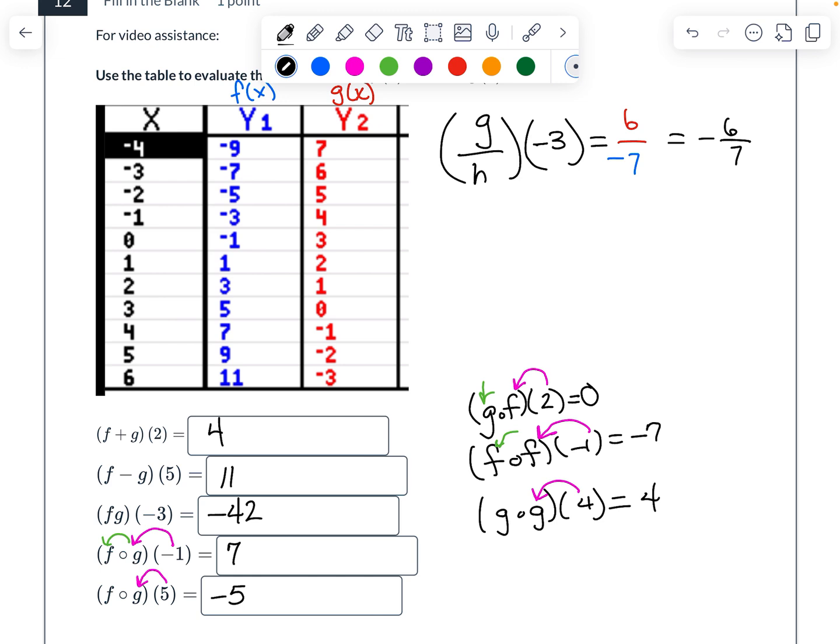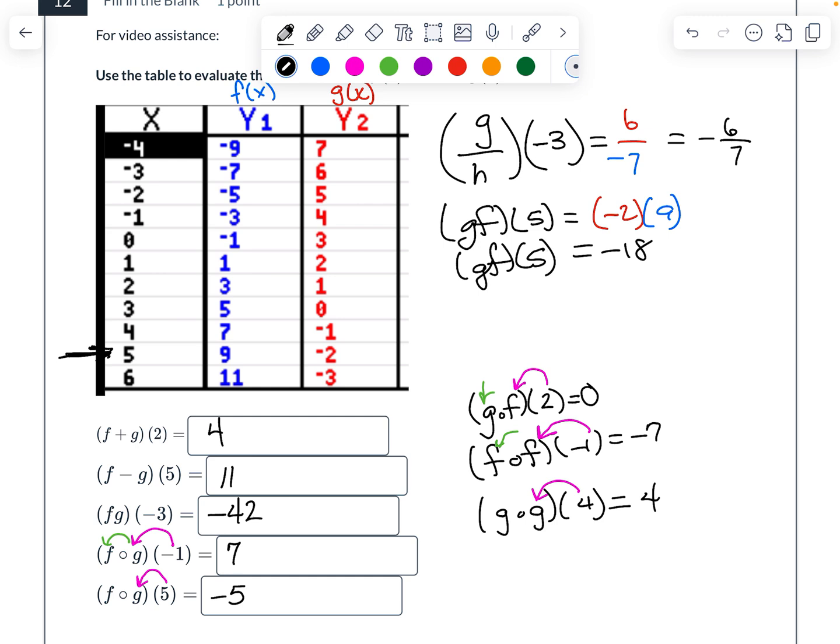So how about if they ask for gf of 5? gf of 5 means they want you to go to 5. And they want g times f. Well, g is negative 2. And f is 9. And so the answer is negative 18. So g times f of 5 is negative 18.